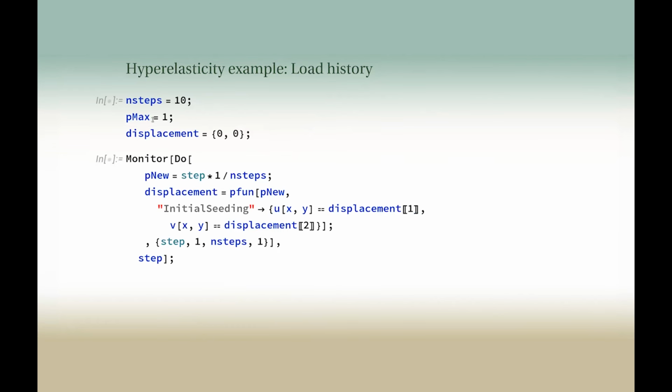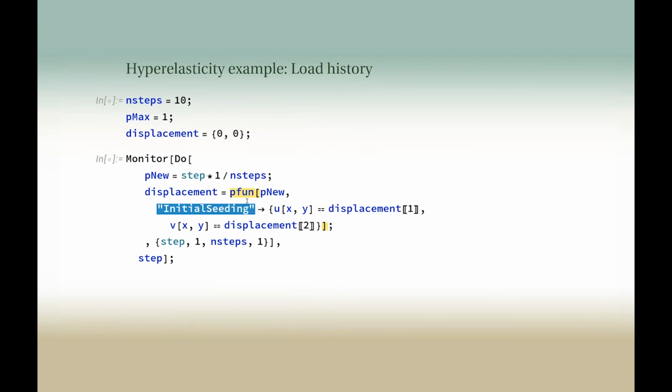The maximum value for this scaling is 1. And we start from a displacement of 0, so no displacement. We have a Do loop here. We compute the first scaling number, so step times 1 over steps, so 1/10, the first step. Now we call this parametric function with this variable, so 0.1, and give the initial seeding, so where to start from. u is the displacement 0, and v is the displacement 0 from this previous step.